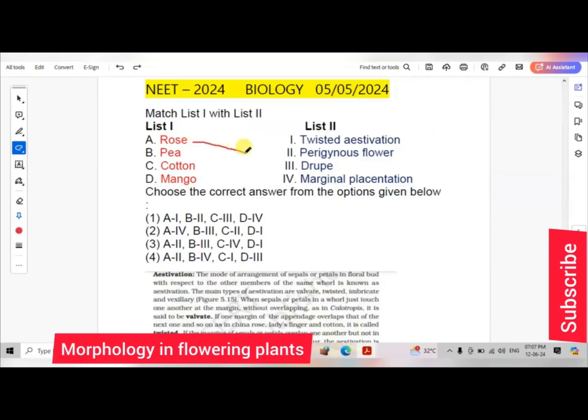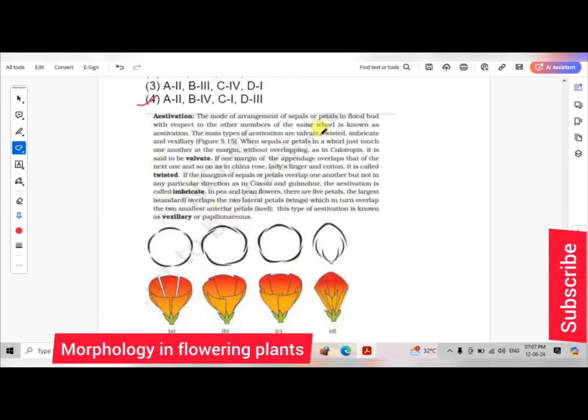Rose is a perigynous flower based on floral arrangements. Now pea plant is having marginal placentation based on the arrangement of seeds and ovules. Cotton is a twisted aestivation. You can see below. Mango is a drupe, we know this. So option 4, 2, 4, 1, 3, and down the NCERT lines topic from the chapter known as morphology. Thank you.